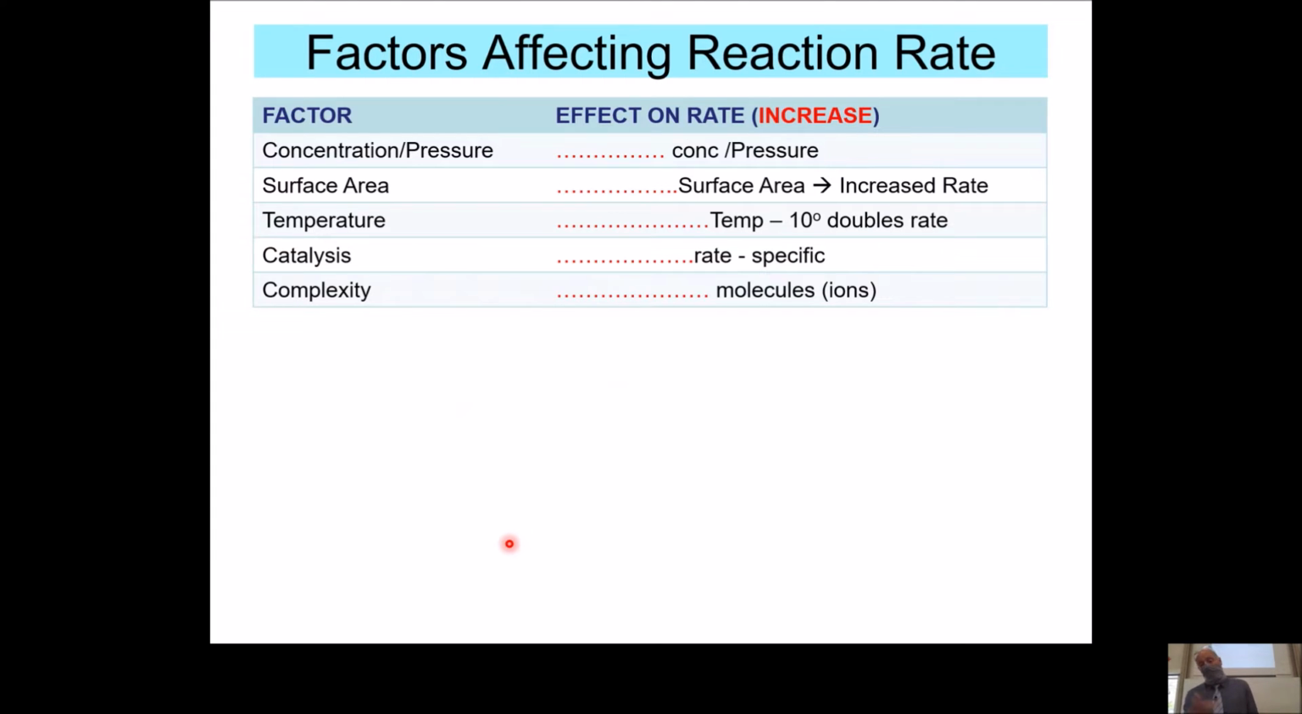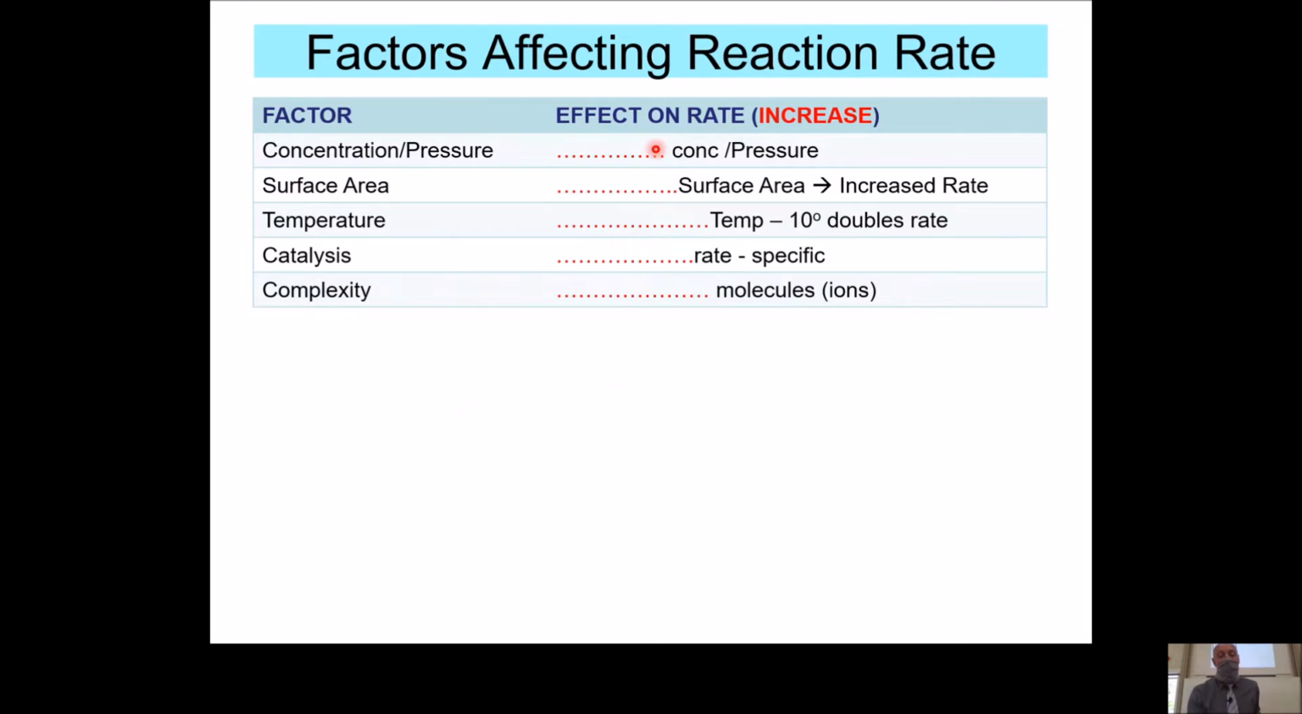So, this is just like a little summary. We've discussed now a number of factors that can affect the reaction rate. We said concentration for liquids, pressure for gases, surface area for solids. Temperature affects all of them, and then catalysts, depending on what reaction it is, and then we also spoke about complexity.